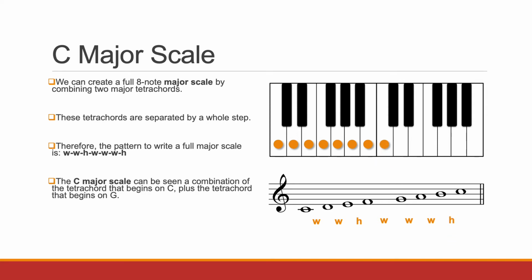The C major scale can be seen as a combination of the tetrachord that begins on C plus the tetrachord that begins on G. The C major scale has no sharps or flats. It only uses the white keys of the piano.